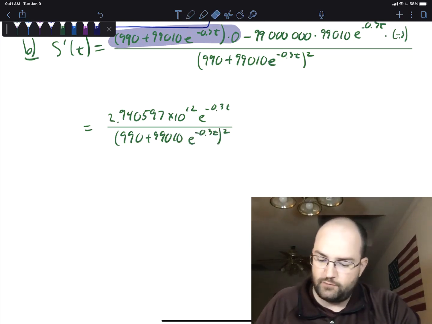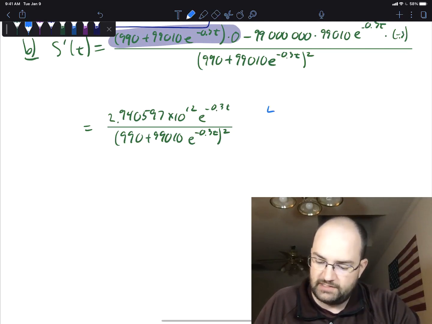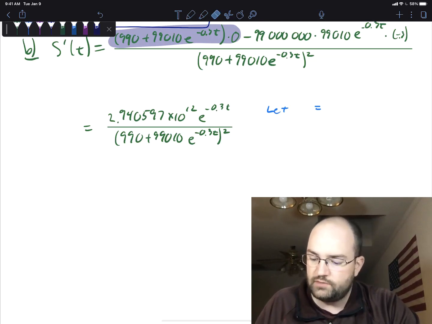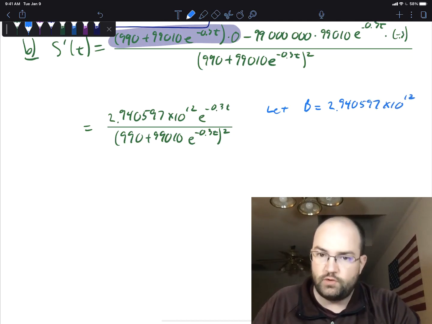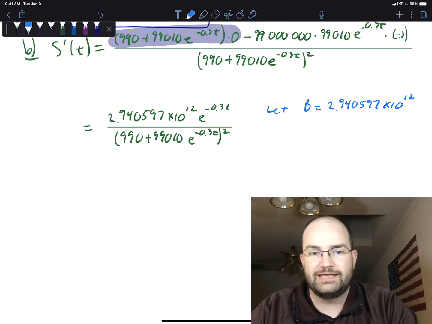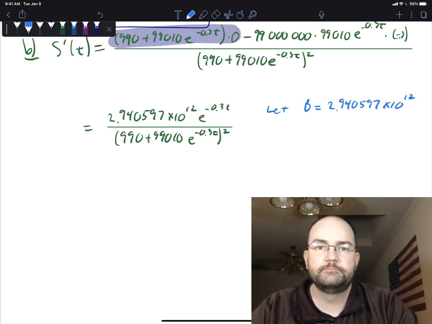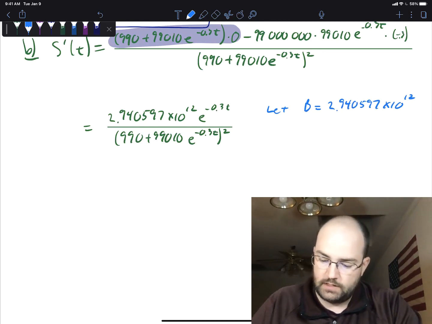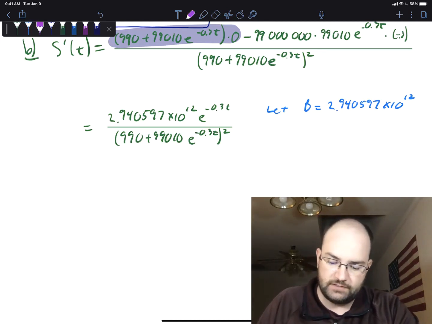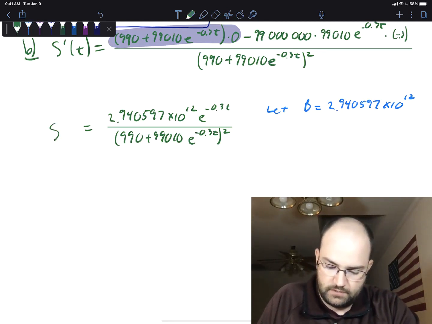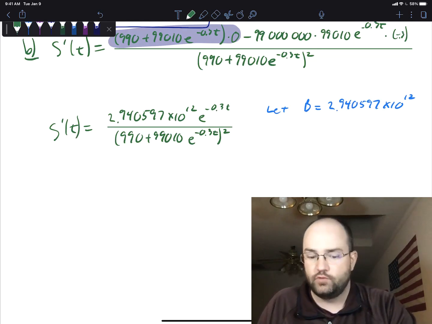And again, just like before, I'm going to let b equal that, 2.940597 times 10 to the 12th power. So I'm going to take that answer and store that into b, which is alpha apps, which is just where you see b. Now that you have that, this is actually the derivative, which means we can figure out the rate of change after 4 years.